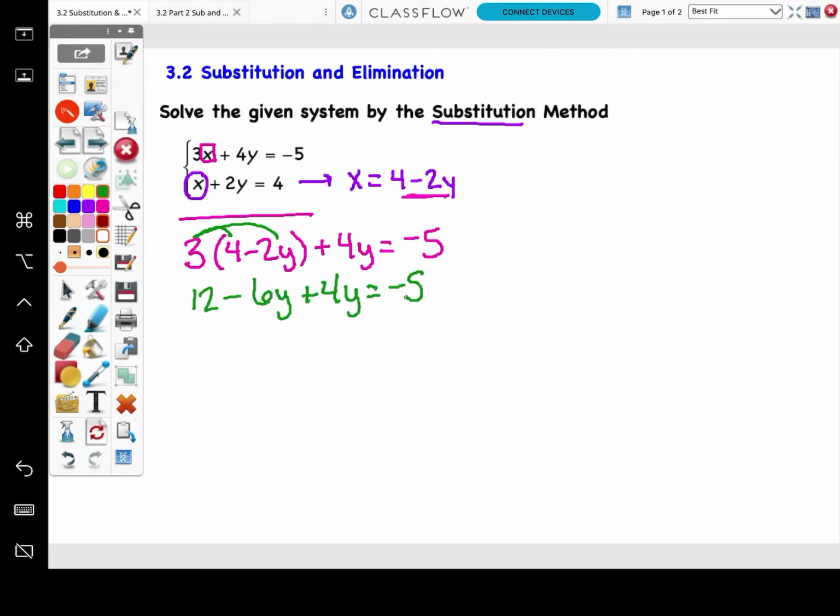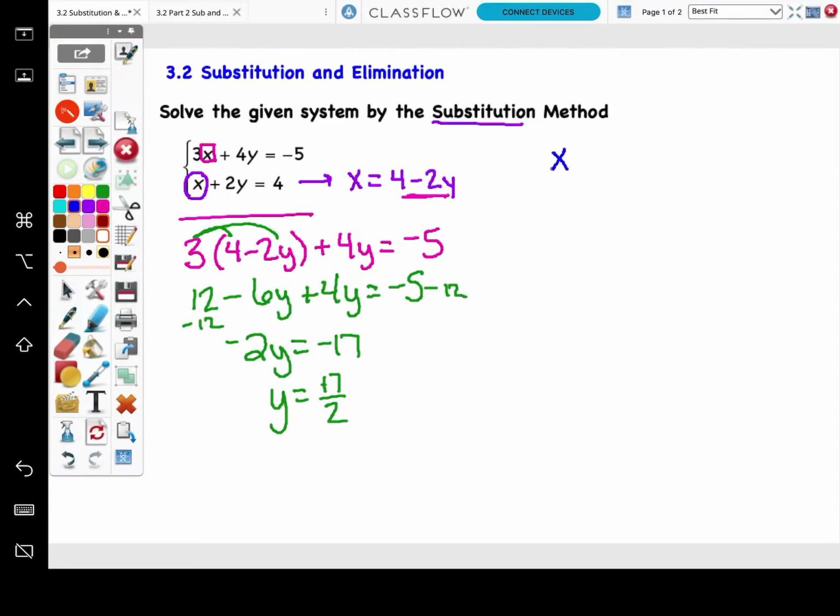12 minus 6y plus 4y is negative 5. Combine your like terms. And I'm going to subtract this 12 at the same time. And I get y is 17 halves, or if you prefer, you can get a decimal there, but 17 halves looks like it'll work okay for me.